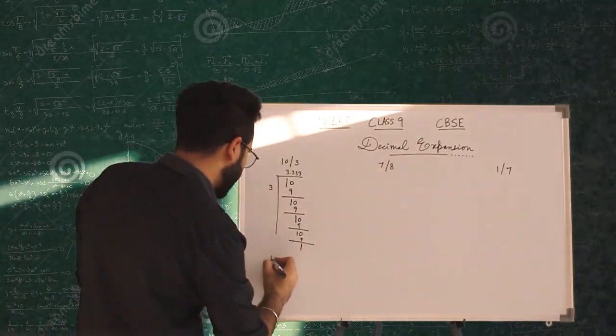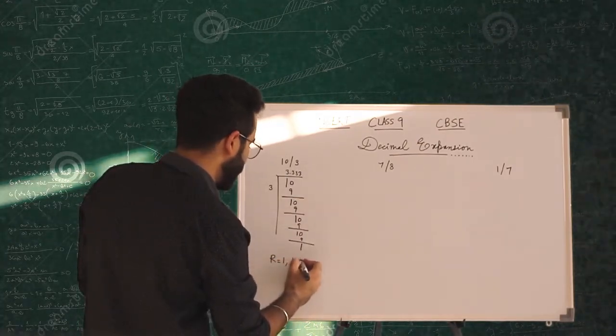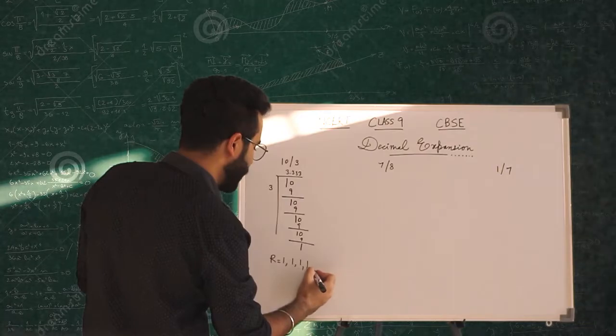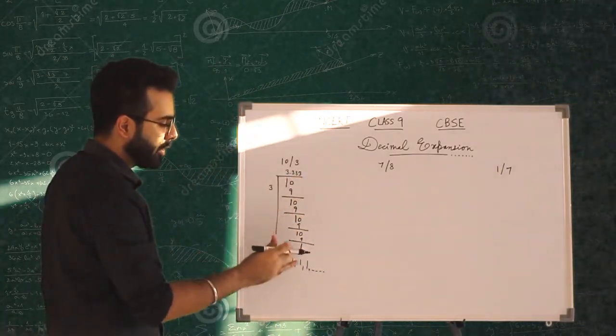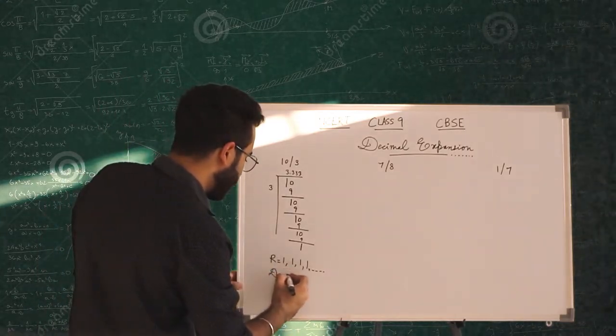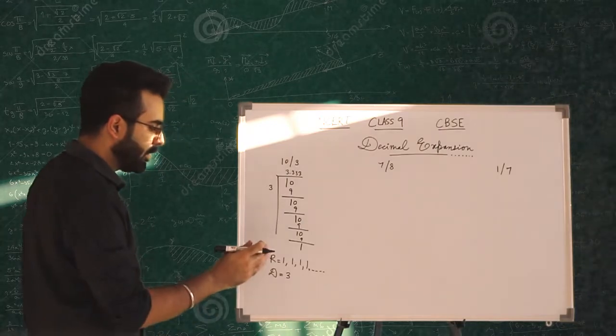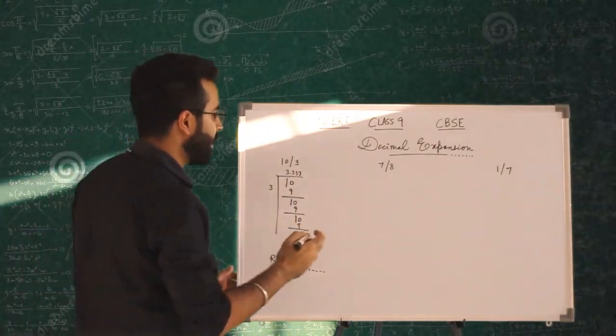So in this case our remainders are 1, 1, 1, 1, and this will keep repeating. Why? Because this is a recurring decimal and this is an infinite process, and our divisor in this case is 3. Carefully observe the remainder and the divisor in all the three cases. Now our next case is 7 by 8.